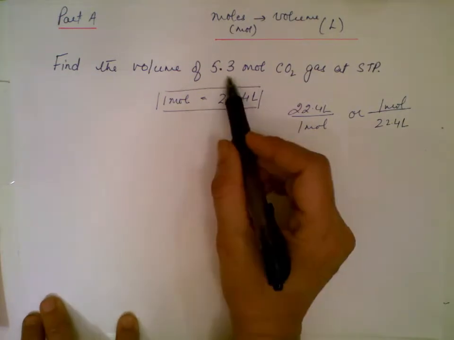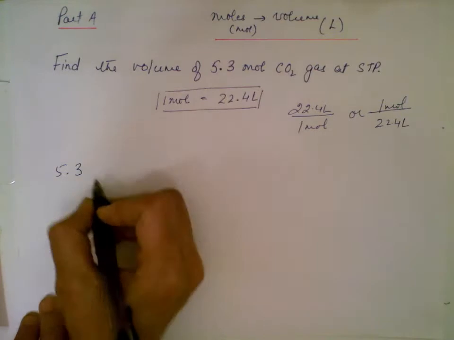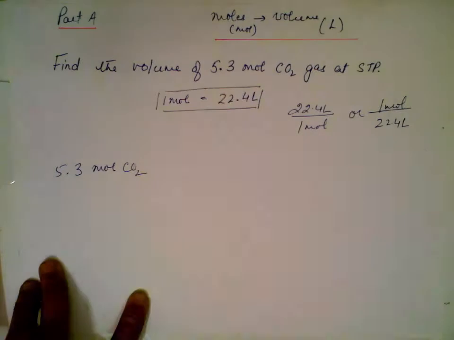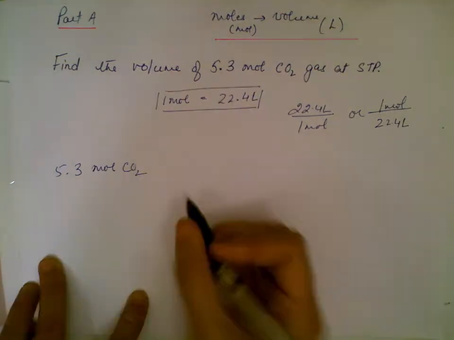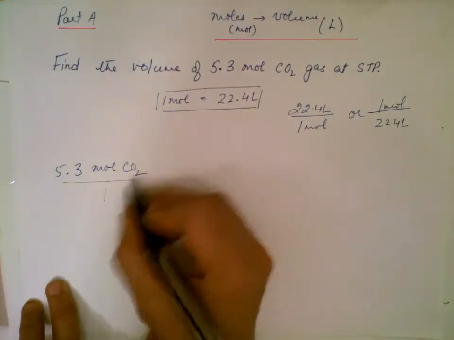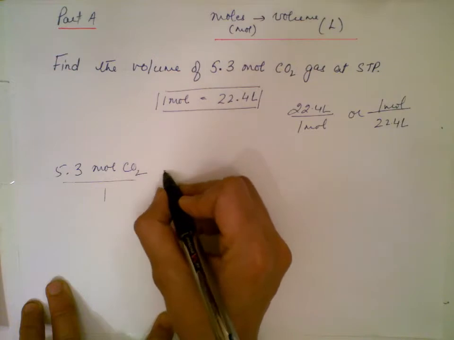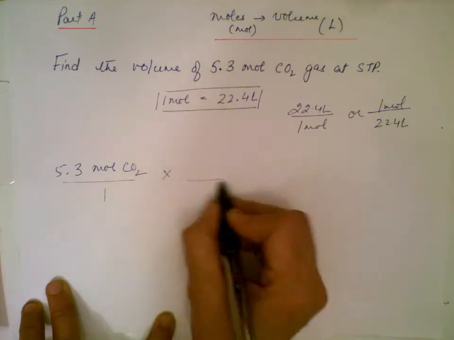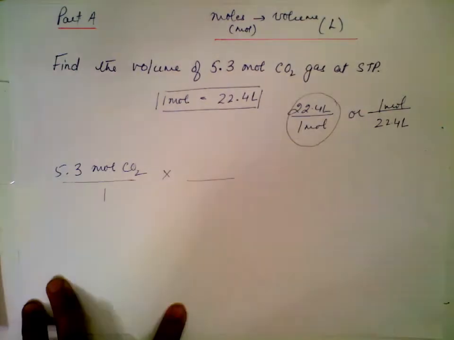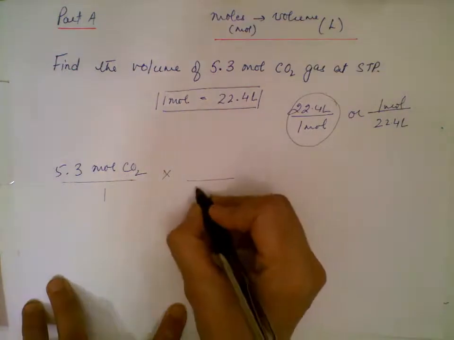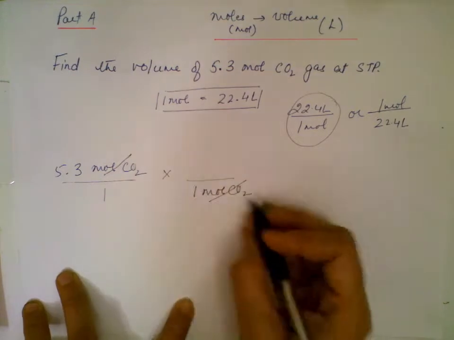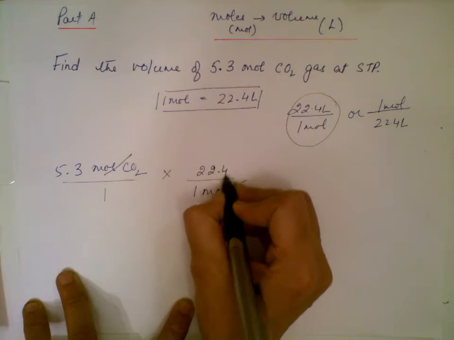So let's start with the given: 5.3 moles of carbon dioxide. Just write 1 at the bottom because it shows we are working with fractions. Now we want to get rid of moles, so we are going to pick this fraction because it has moles at the bottom. So 1 mole of carbon dioxide, we're going to cancel, since we don't want that unit. This is the one we want.